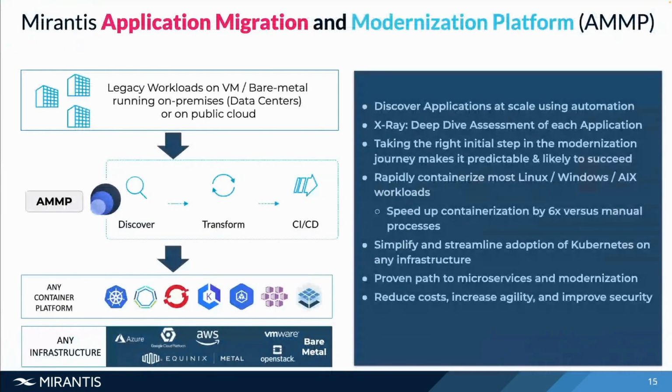And for that, we have a platform which we call the Mirantis Application Migration and Modernization platform, right? I explained earlier our platform for VM to VM, so typically VMware to OpenStack. And now this is a second platform that we provide, which allows us to migrate from virtual machines or bare metal, services running in these legacy platforms, and move them into modern application platforms where you can run containers, right? We can run this on any infrastructure, right?